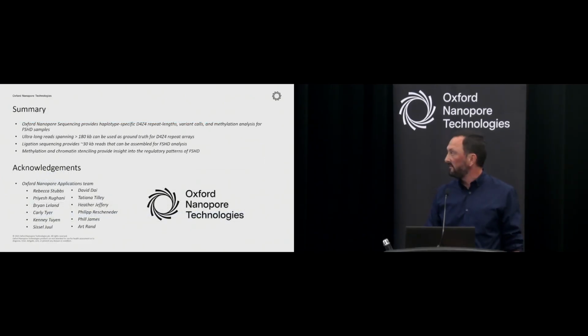Okay, that's all I have. In summary, basically, nanopore sequencing can give you haplotype-specific D4Z4 repeat lengths. It can give you the variant calls, the methylation that you need for FSHD samples. You can use the ultra-long kit and get really long reads to span the entire repeat array, but you don't need them. You can also just do this with ligation sequencing standard 30 kb reads that can then be assembled and put into the D4Z4 callers.